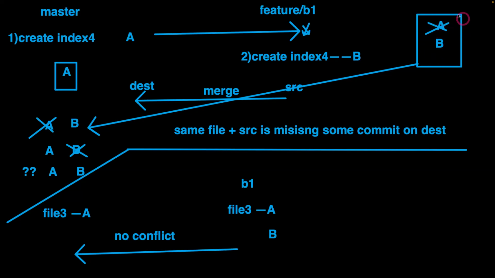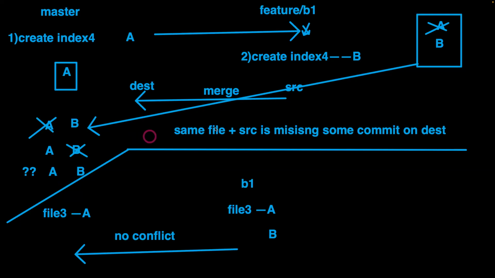This is your source because you are bringing changes from B1 branch. Source is missing some commit. This is missing commit A, right? And you are trying to merge, but commit A is already there on master. So Git has a confusion. Should it overwrite A and keep B, or should it ignore B and keep A, or which one to keep? Git has a confusion and hence a conflict.